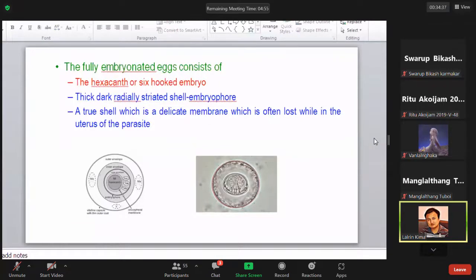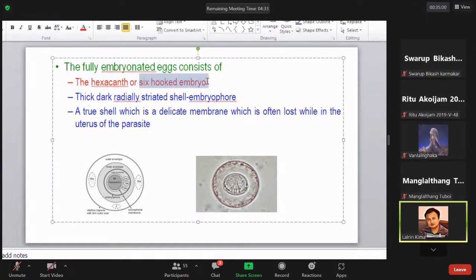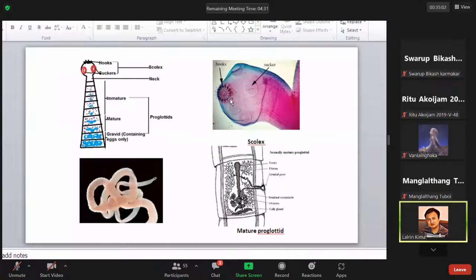The differentiation of the egg of cestode, especially eucestoda, from trematode is that in case of trematode there is presence of operculum, and in case of schistosome there is presence of spine. But here, in case of eucestoda, there is presence of hooks. Let me go back to the previous slide. There is presence of hooks here, right?